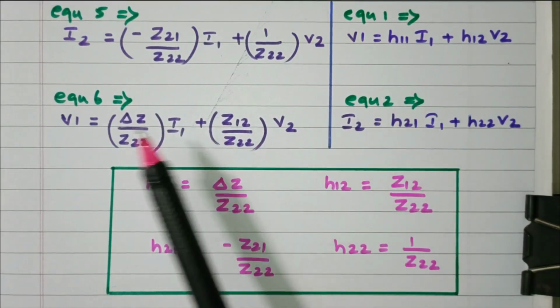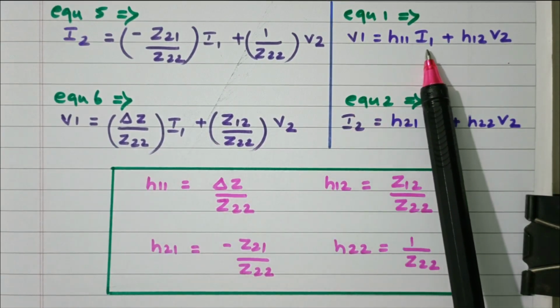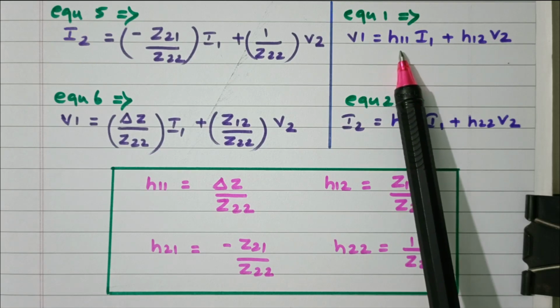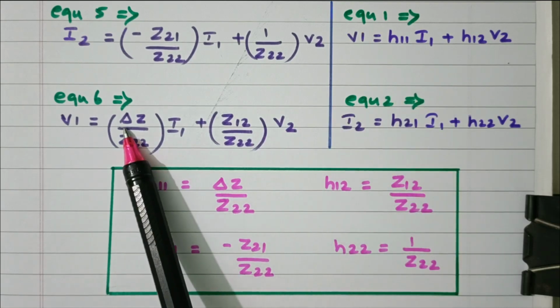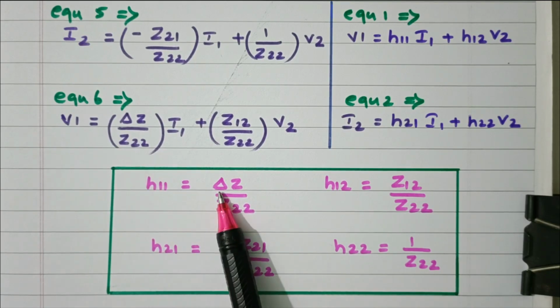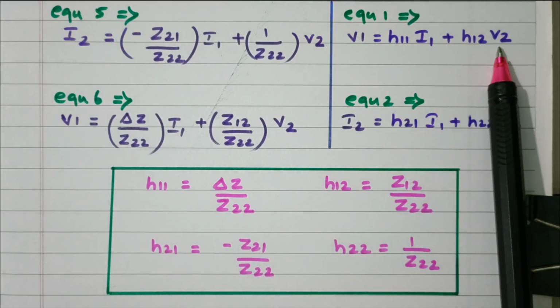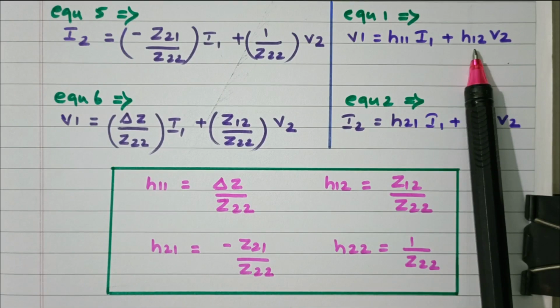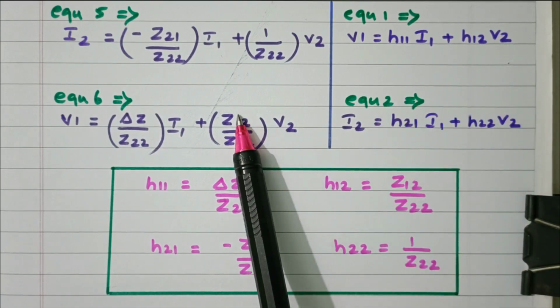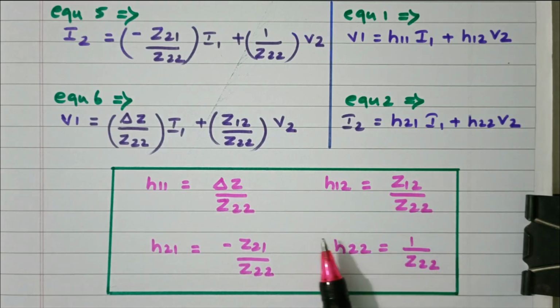Equation 1 is V1, equation 6 is also V1, so we can compare. The coefficient of I1 is H11. Here the coefficient of I1 is del Z divided by Z22, so we can write H11 equal to del Z divided by Z22. Similarly, the coefficient of V2 is H12. Here the coefficient of V2 is Z12 divided by Z22, so we can write H12 equal to Z12 divided by Z22.